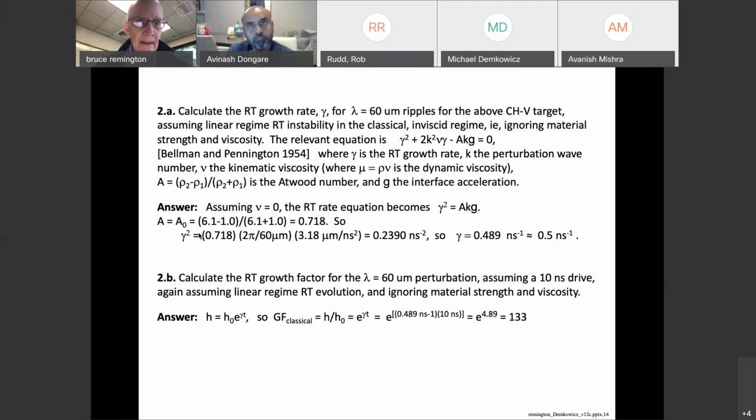That's equal to e to the gamma t, where gamma is the Rayleigh-Taylor growth rate and t is the duration of the acceleration. And so h over h naught, the growth factor, is e to the gamma t, where we just calculated gamma at 0.489 inverse nanoseconds times time 10 nanoseconds. So that's e to the 4.89. That's 133. So that's a reasonable growth factor in terms of measurements that we make on lasers. A growth factor of about 100 is easily measurable and probably has not yet gone deeply nonlinear.